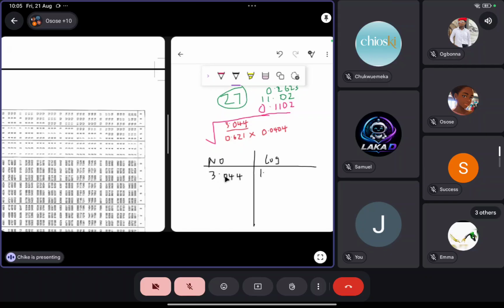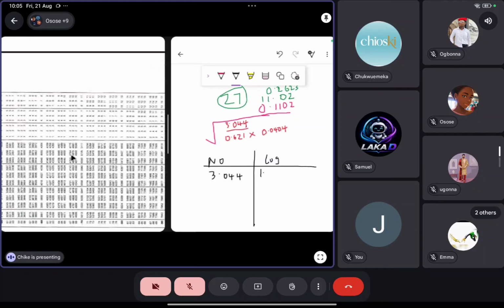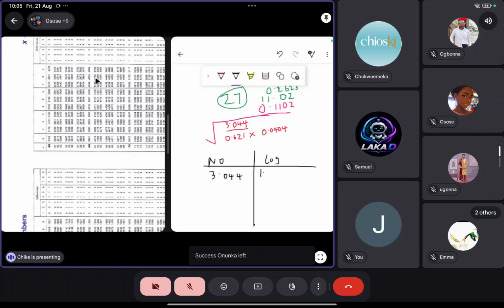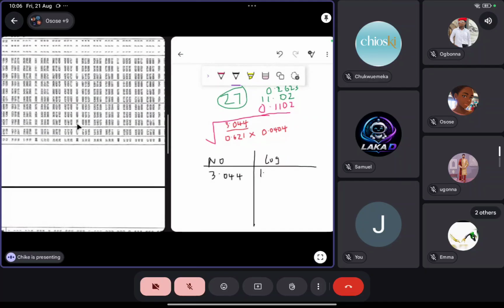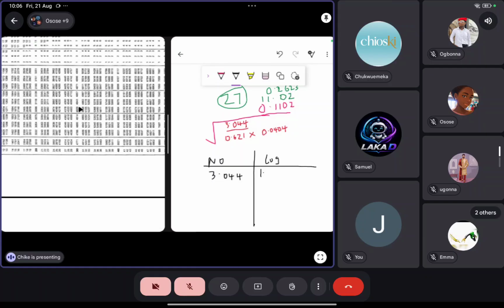So let's look for 30 under 4, difference 4. Let's go to our 4-figure table and get 30. Oh, sorry, I'm under the antilog area. So I'm looking for 30 under 4. That is 4829. Then difference 4, which is 6. So we have 4829 plus 6, which gives 4835.